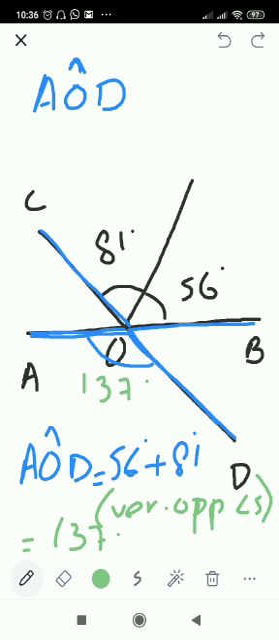So that's how we find the vertically opposite angles. This one is an example. I'm going to show you another example.